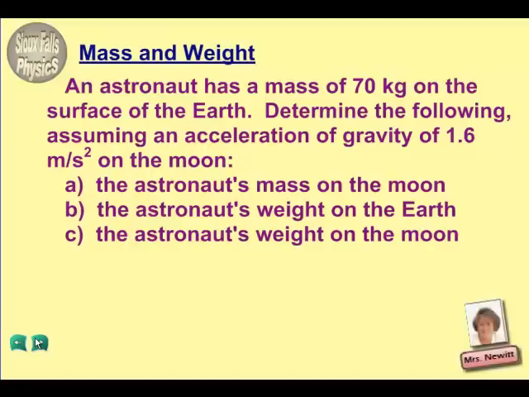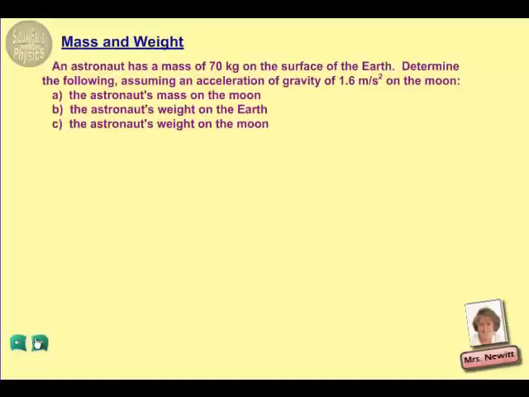Well, hello everyone, and welcome to another problem on Newton's laws. This one's going to look specifically at the example of mass and weight. First of all, we have an astronaut with a mass of 70 kilograms on the surface of the Earth, and it has 3 things for us to determine. First of all, part A is to determine the astronaut's mass on the moon.